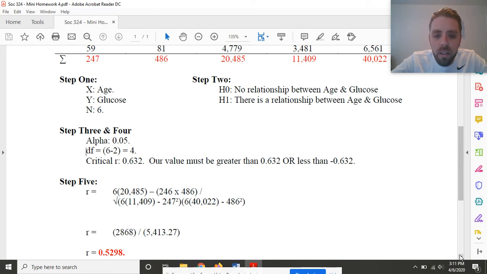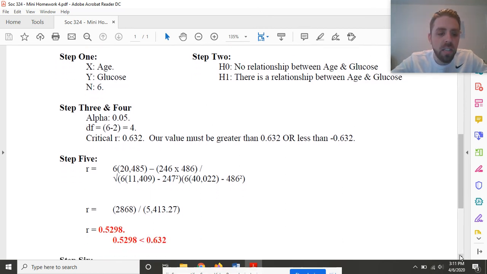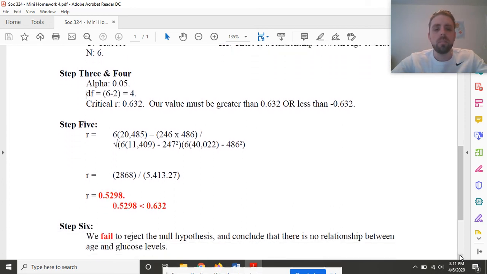So I ask you, is 0.5298 greater than 0.632, or is it less than -0.632? The answer is it is not. 0.5298 is less than the positive version of this critical statistic. It is less than 0.632. So we fail to reject the null hypothesis. And our conclusion is that there is no statistically significant relationship between age and glucose levels.